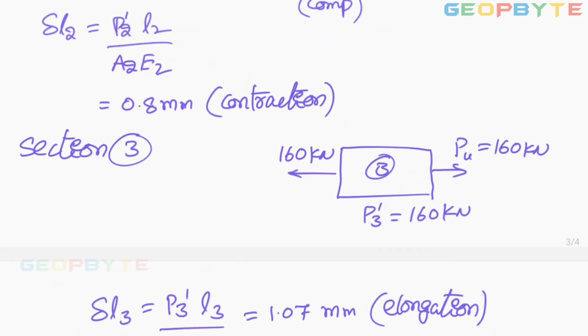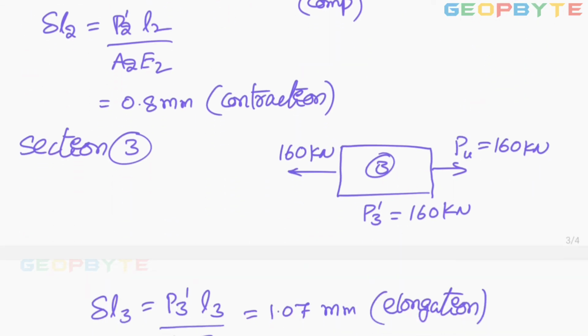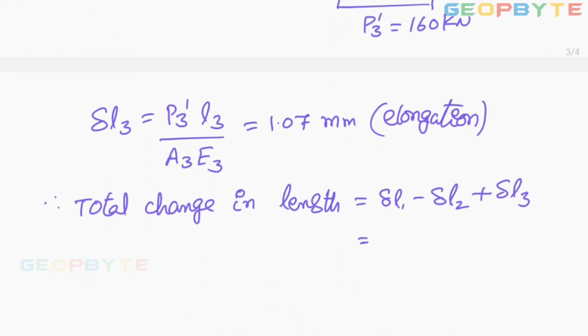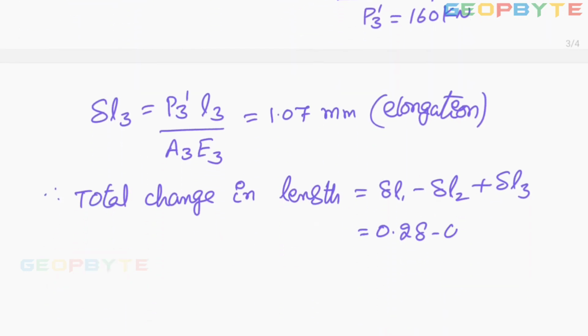Then the change in length for section 1 is 0.28. For section 2, 0.8, that is negative, plus for section 3, 1.07. The resultant value is 0.55 mm. So that is the answer for this particular problem.